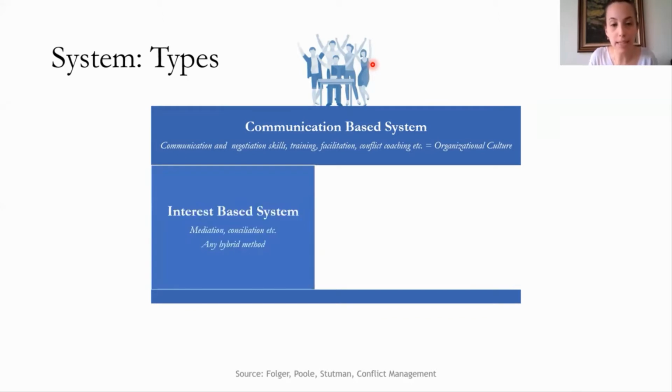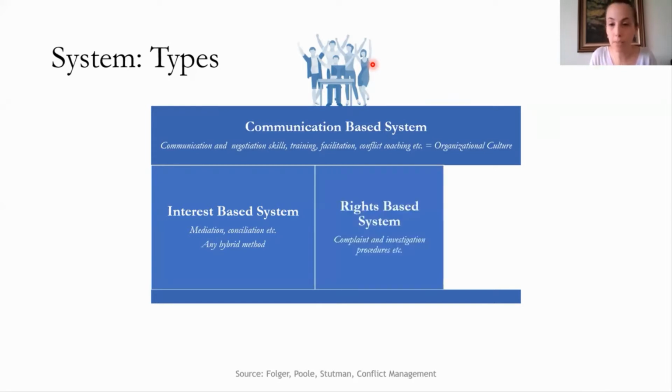One of our pillars is the interest-based system. It includes mediation, conciliation, and any kind of hybrid method that you can imagine. Another pillar is the rights-based system. It includes complaint systems and investigation procedures. It's a less wide pillar, as you see. I made this width on purpose. It's a little bit less wide, but it's a must, and it will be better to organize it according to the legislation in your country.